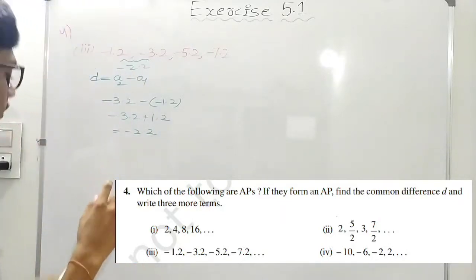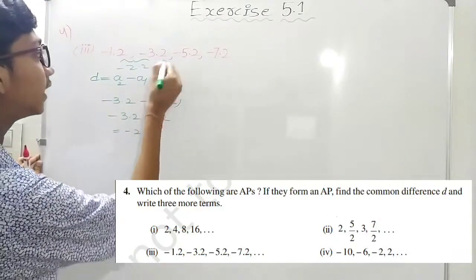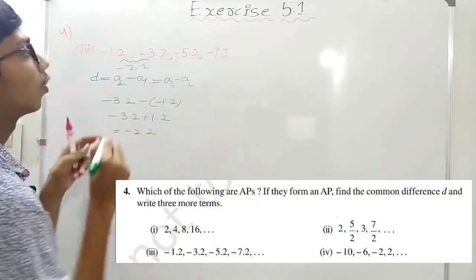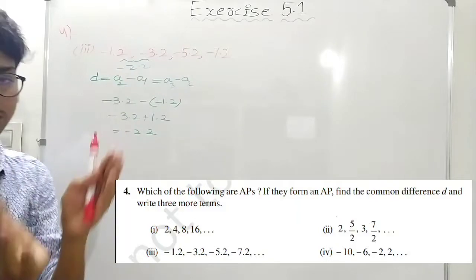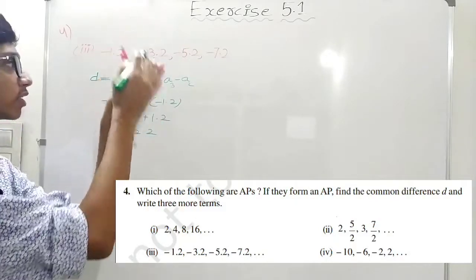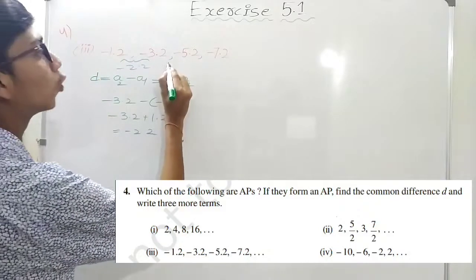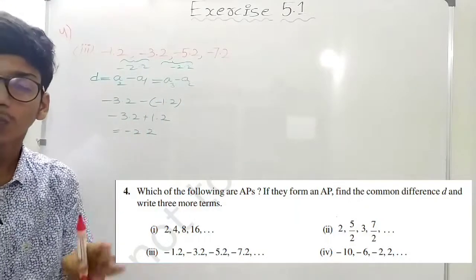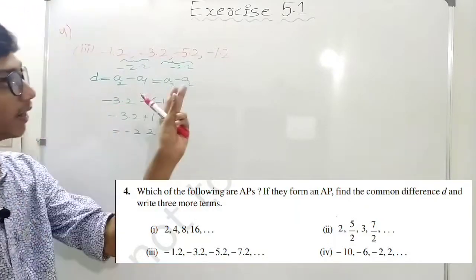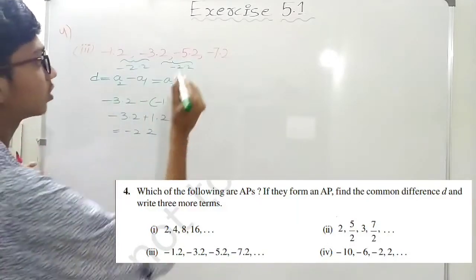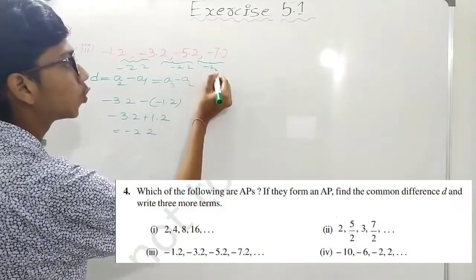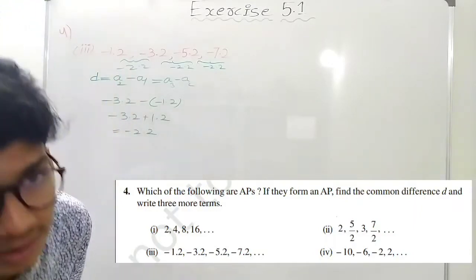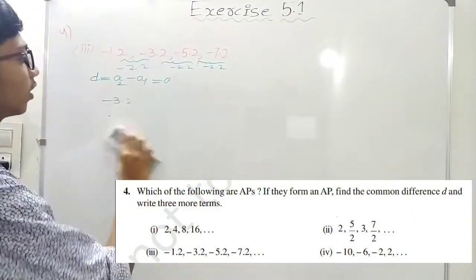And then A3 minus A2. What is A3 minus A2? Minus 5.2 minus of minus 3.2, that is also minus 2.2. And minus 7.2 minus of minus 5.2, minus times minus will be plus, so minus 7.2 plus 5.2, that is also minus 2.2. So it is clear that it is in the arithmetic progression.